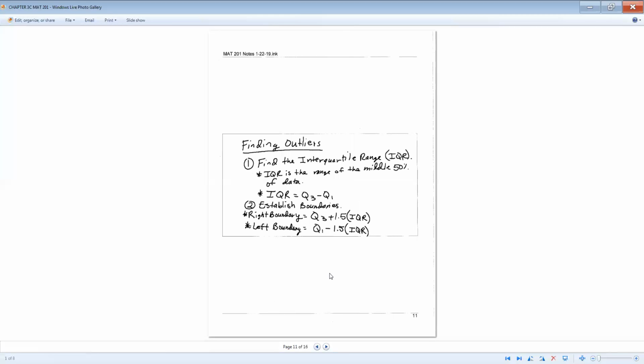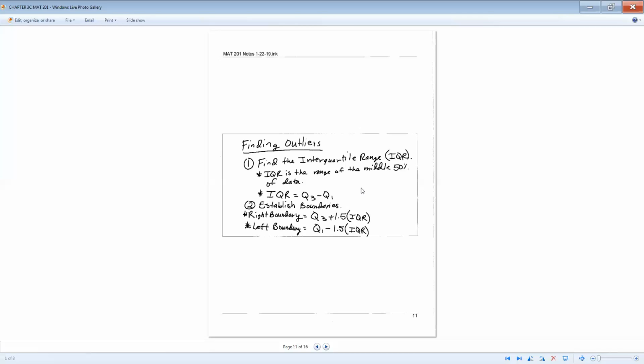The way we will find our outliers is first we're going to find the interquartile range. So the interquartile range would be the middle 50% of your data. Your IQR is the middle 50% of your data. And we'll find that by taking Q3 and subtracting Q1 from it. Then we will be able to use that to establish our boundaries.